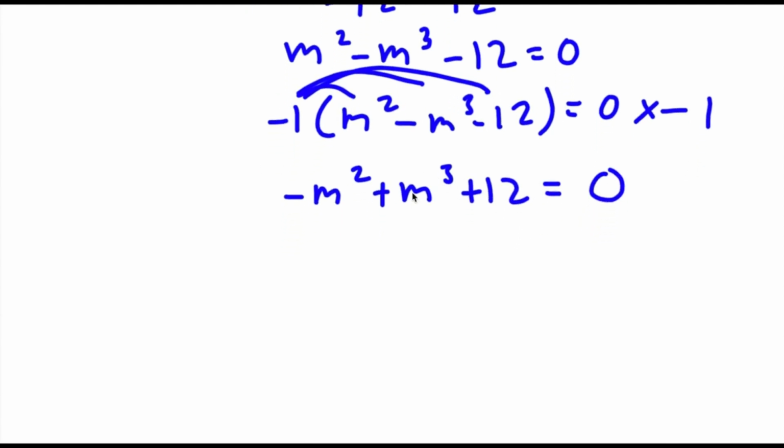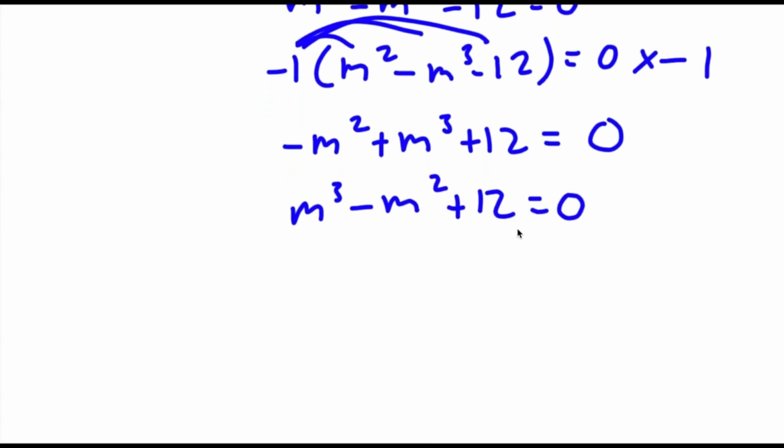Now I'm going to rearrange this into highest degree to lowest degree. So m to the power of 3 is the highest degree, so that's going to be first. M squared is next, and then 12 is last. Now I'm going to be trying out values of m. So let's first try out positive and negative 1.